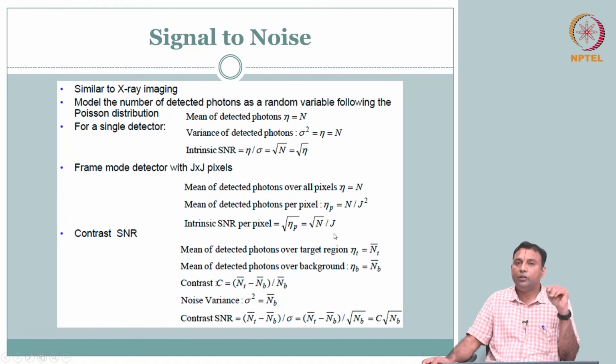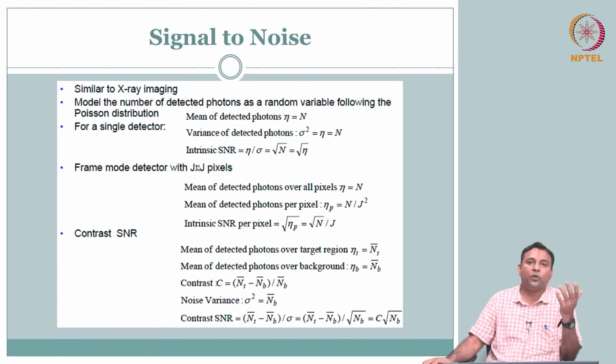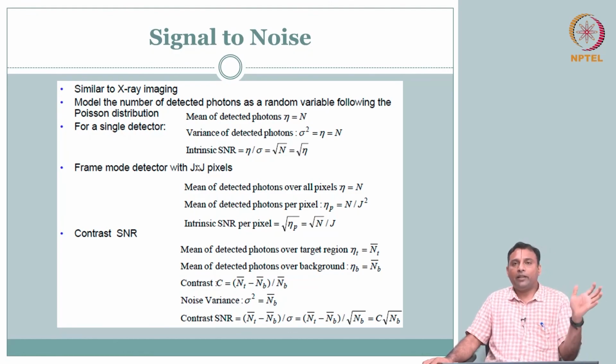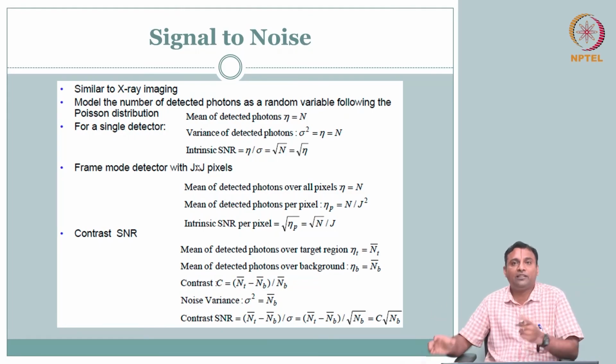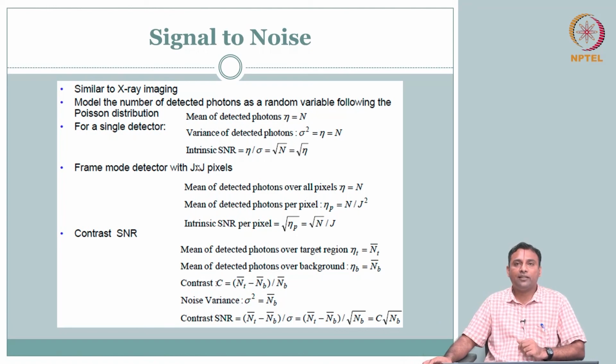But why is this important to highlight? You might intuitively think, if I have 256 cross 256, or 512 cross 512, it will be better. If I am given a choice between 256 cross 256, 512 cross 512 or 128 cross 128, you would think, the more the pixels, I would go for that. You have better resolution. But what is the downside? Your intrinsic signal to noise ratio goes down.